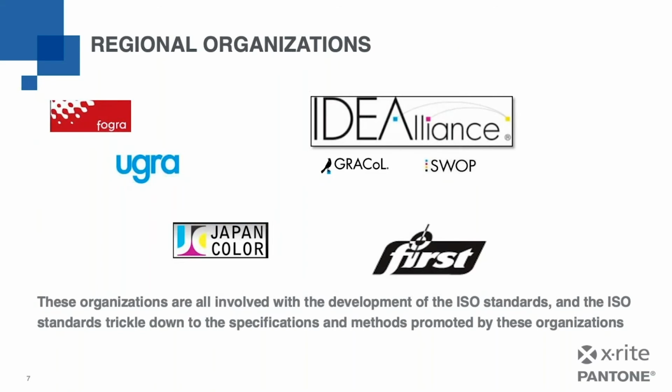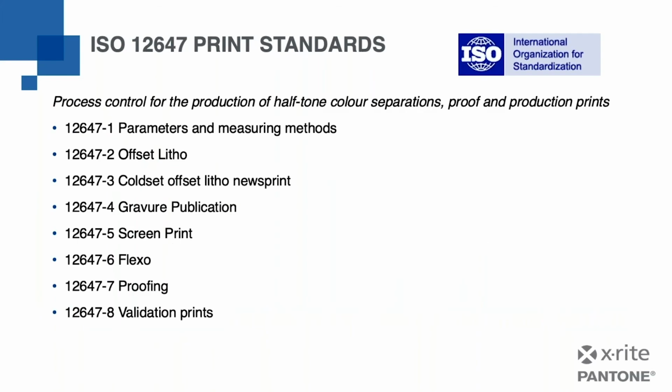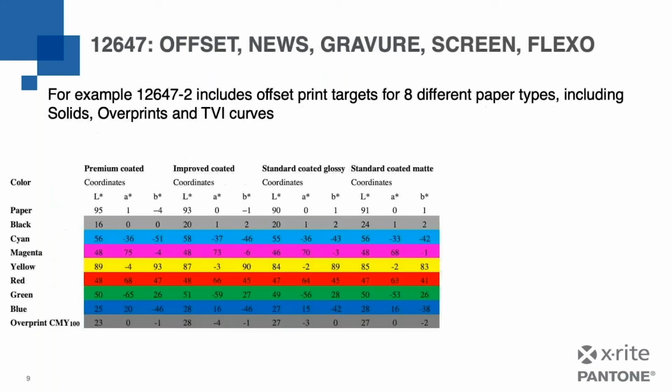ISO standards are developed with contributions from regional groups around the world, and those groups then incorporate those new standards into their own specifications and methods. ISO 12647 has been used and updated for many years. It's a collection of print standards for offset, newsprint, gravure, screen, and flexo printing.